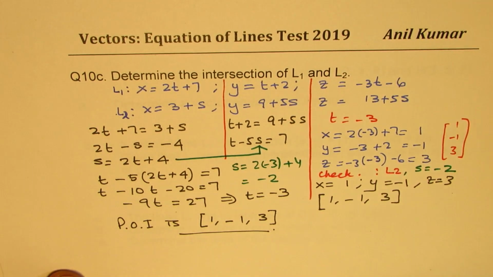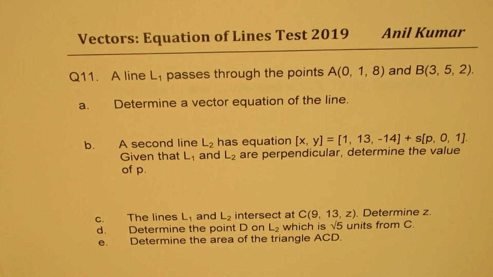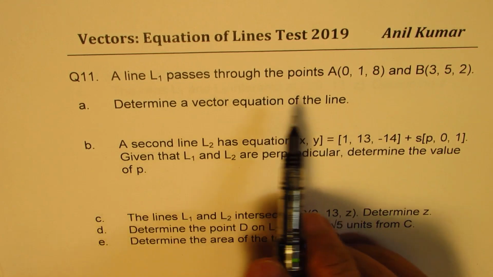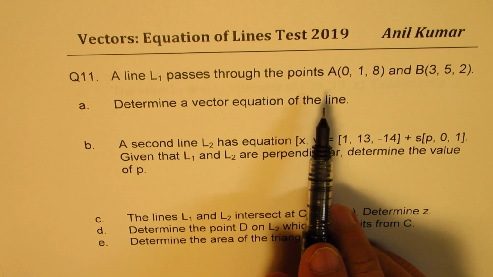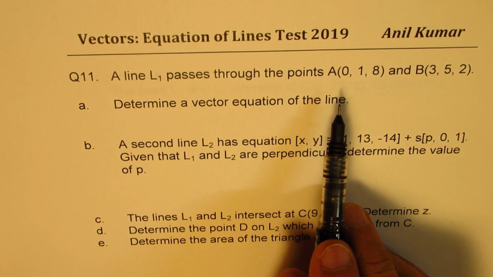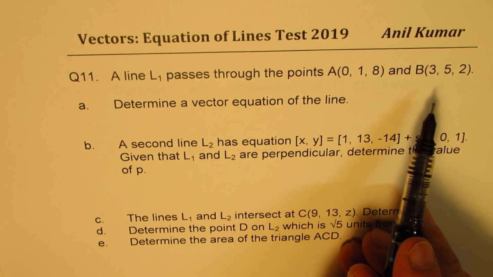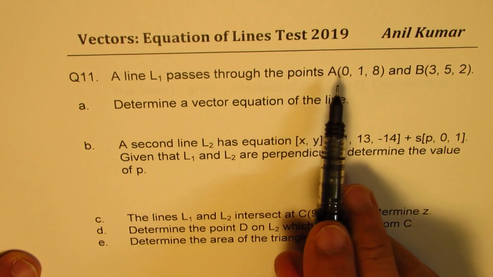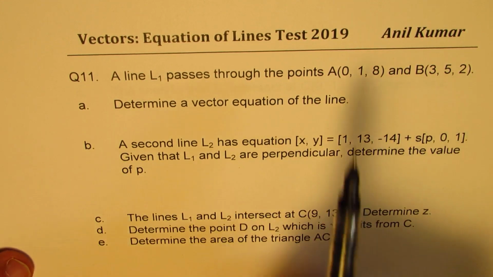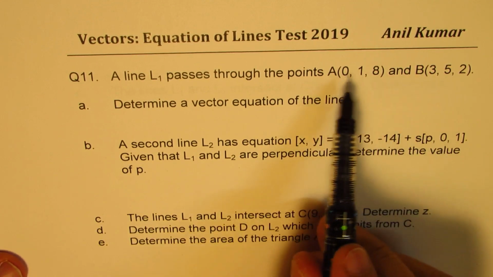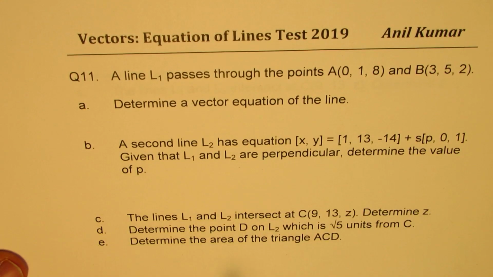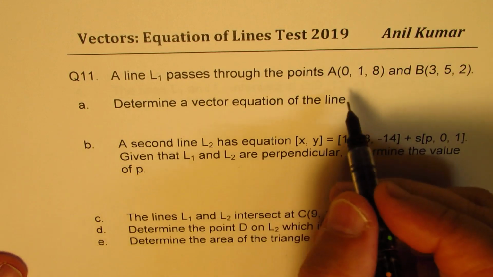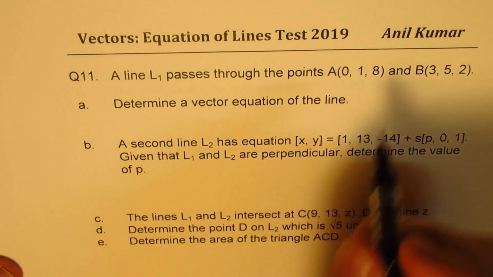Now let's move on and take question number 11. A line L1 passes through the points A, which is (0, 1, 8), and B, which is (3, 5, 2). Determine the vector equation of this particular line. We could use any one point and find the direction, and write down the vector equation. So let's find the direction AB first.